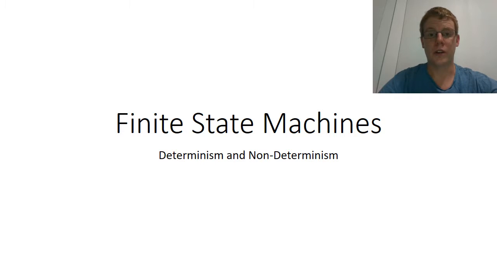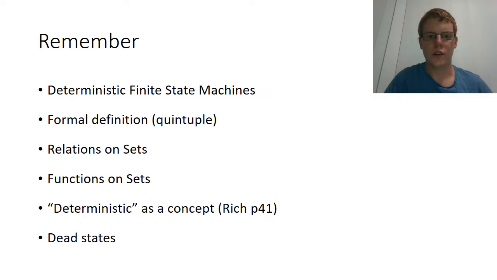So in this video, I'm going to introduce you to non-deterministic finite state machines. You'll need to remember what a deterministic finite state machine is, particularly its formal definition in quintuple form, what relations on sets and functions on sets are, and have a basic idea of the difference between determinism and non-determinism as concepts. If you're not really sure about that, look at your textbook page 41. You should also understand what a dead state is.